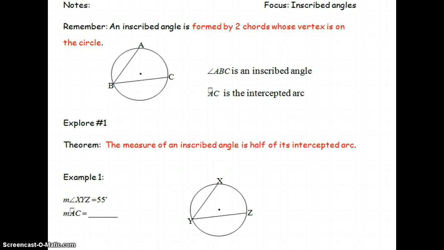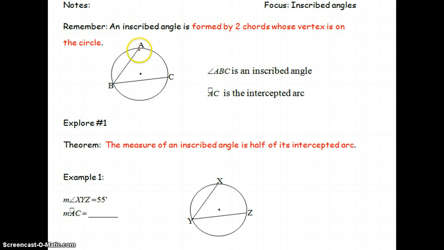Okay, so now let's talk about some inscribed angles and their properties. Remember that an inscribed angle is formed by two chords whose vertex is on the circle itself. So if you look at our diagram here, you'll see we've got angle A, B, C, and this angle B here is actually on the circle. So angle ABC is the inscribed angle, and then arc AC is the intercepted arc.